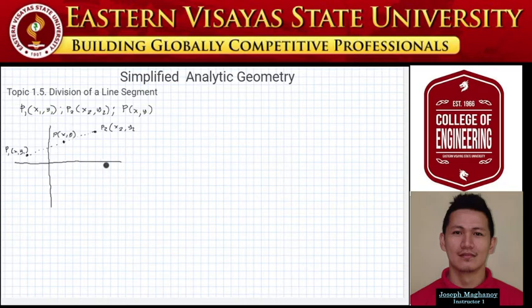So this figure is an example of a line segment with internal division. Why? Because the third point is found at the middle or within the line segment between point 1 and point 2. Okay, let's have another example for a line segment with external division.